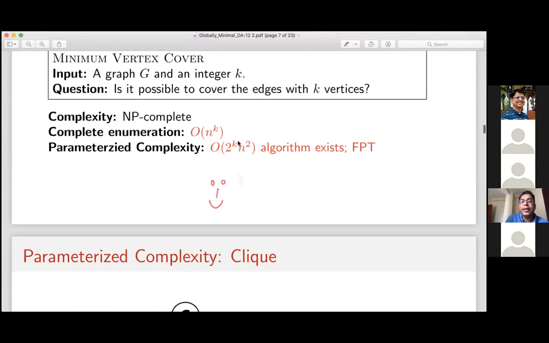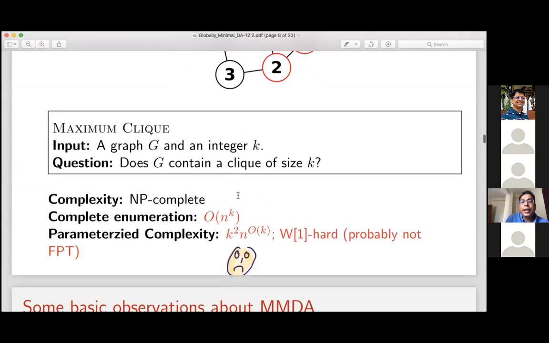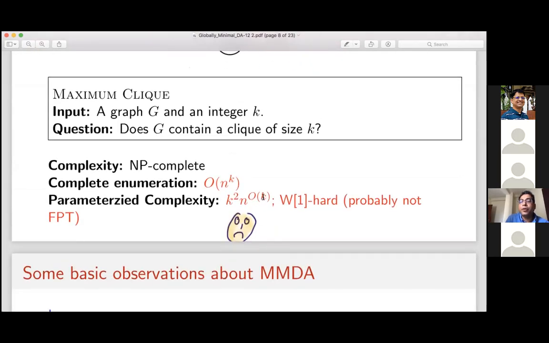This is 2 to the power of K, exponentially in K, but we had n squared, n to the power of C, some constant here. But here we don't have that. We have n to the power of order of K. So that's why this problem is not fixed parameter.